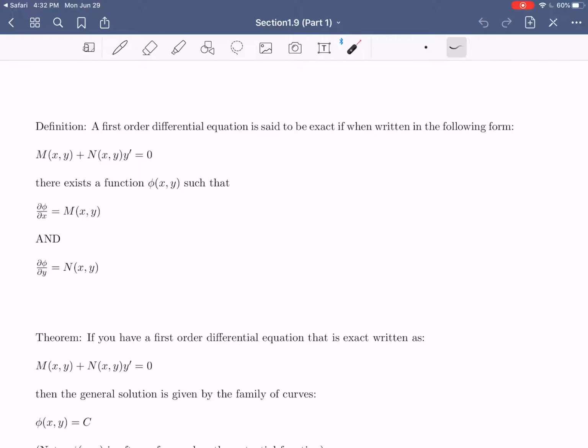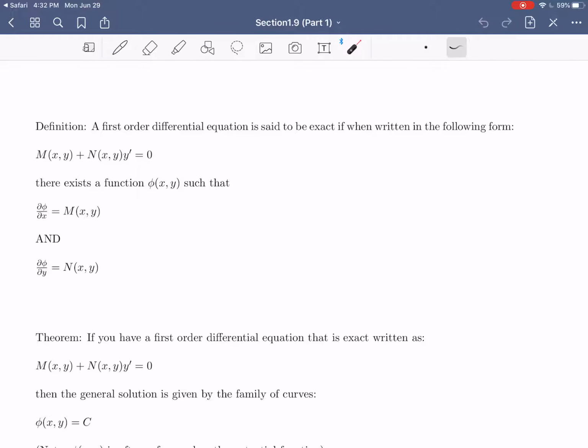In today's video, we're going to be starting into section 1.9 in your textbook, which is sort of our last general technique for solving first-order differential equations. In the previous videos, we've taken a look at how to solve separable first-order differential equations, linear first-order differential equations, as well as homogeneous of degree 0 and Bernoulli differential equations through a change of variables technique.